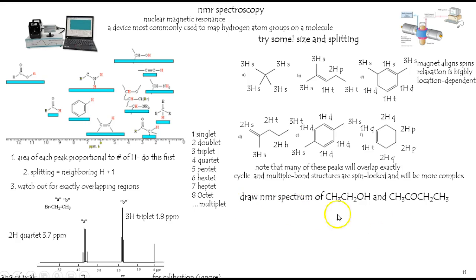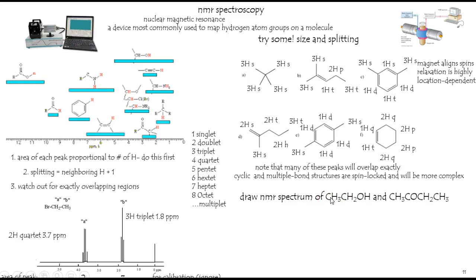Let's draw an NMR spectrum of ethanol and one of 2-butanone. Now here I'd like you to give it a shot. Draw 0 through 10 ppm and figure it out. What I recommend you do is just put a little space, just draw the size and the splitting of each one, write it out, and then map it. Okay? So let's do that together.